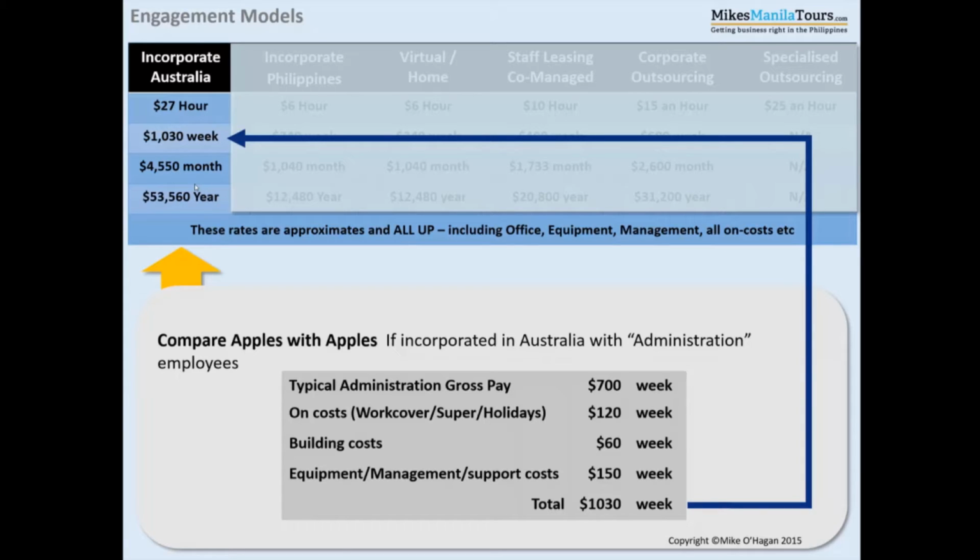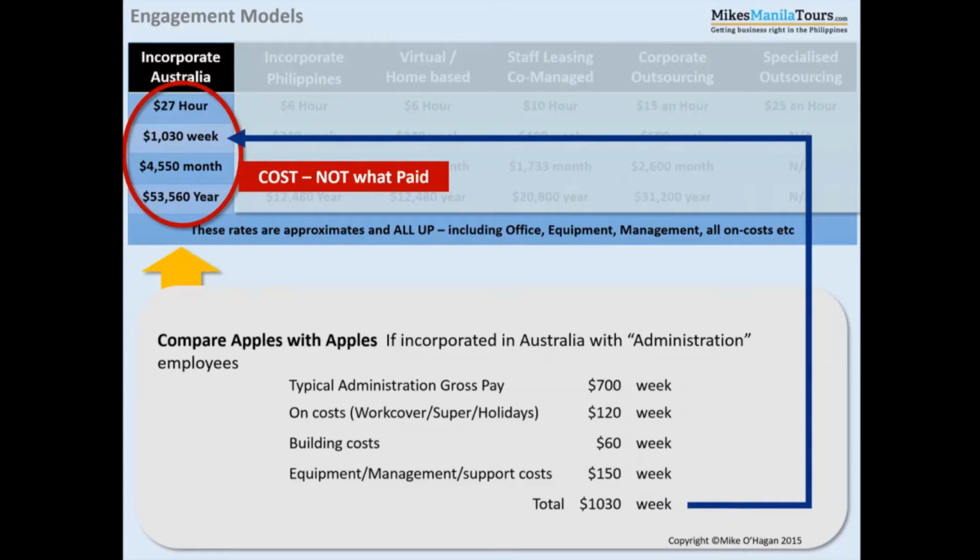So if we use that as our benchmark to compare everything else, because when you're talking to most third-party providers in the Philippines, they're quoting you a finished number. They're quoting you so many dollars per month for the worker and all the equipment that goes with them, so you have to compare apples to apples. Now, so this is cost, not what they're paid. I can't help but stress that. That's cost, not what they're paid.